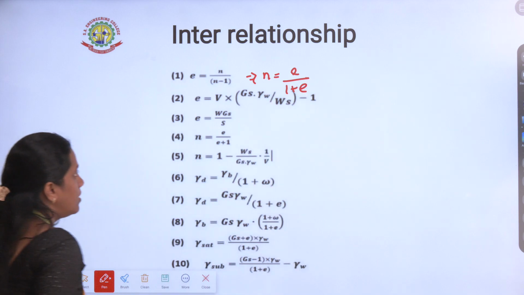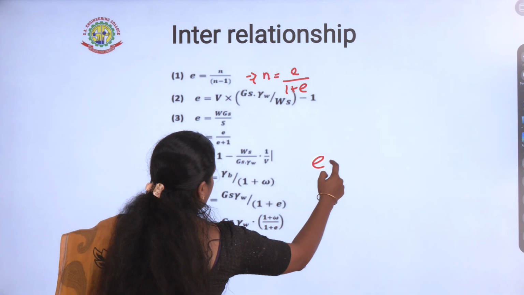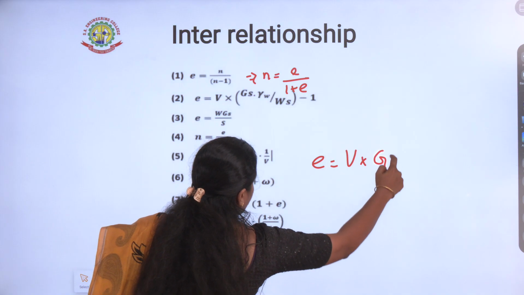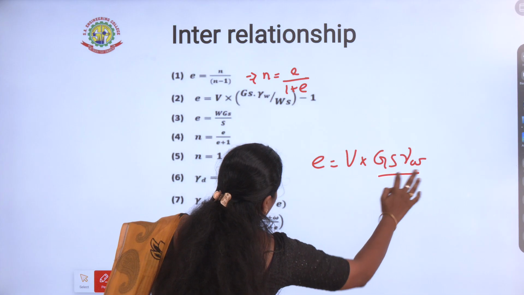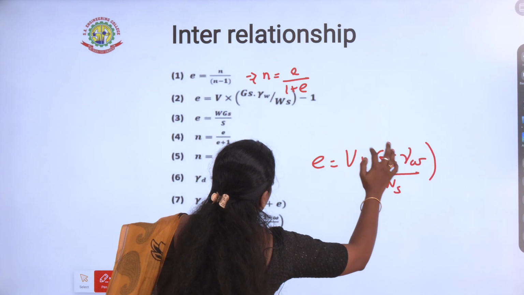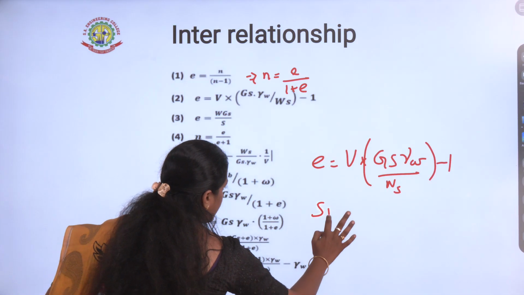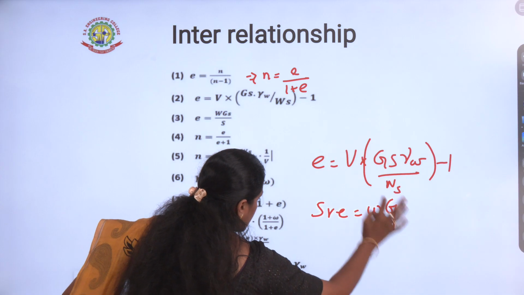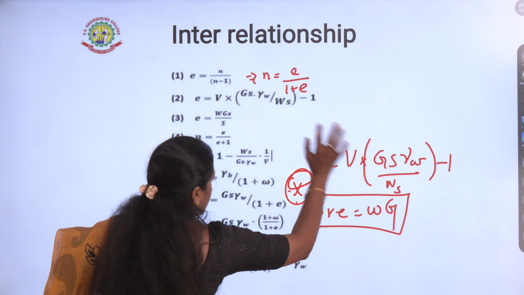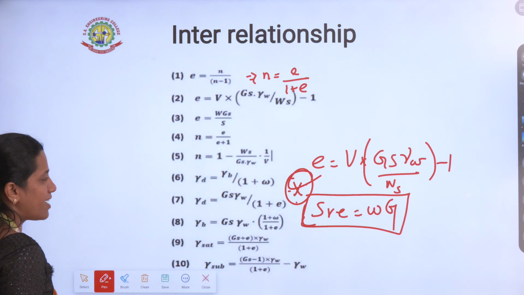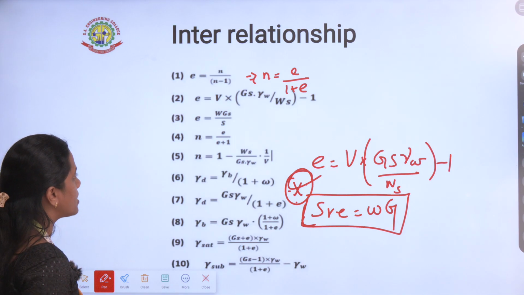And the second formula we will be discussing is with the volume, which is e is equal to Gs gamma w divided by gamma d, minus 1. And the next one is S r e is equal to w into G. This is the most important formula, with which we can solve many problems. S r e is equal to w G, and this is what I explained above itself.